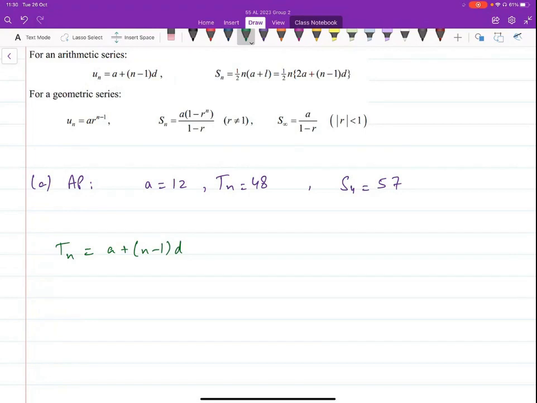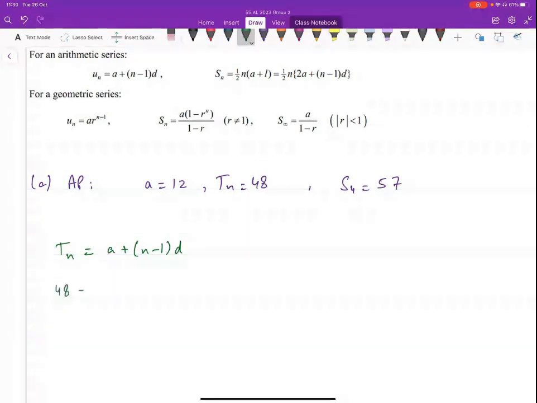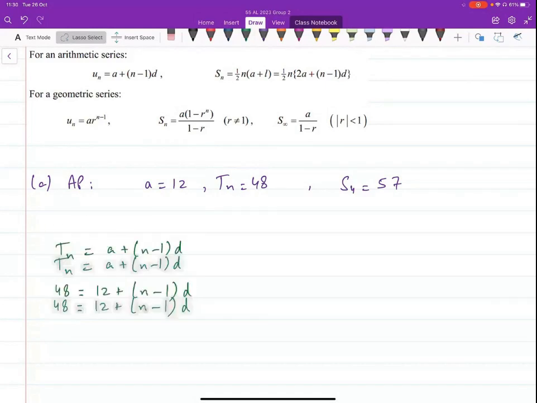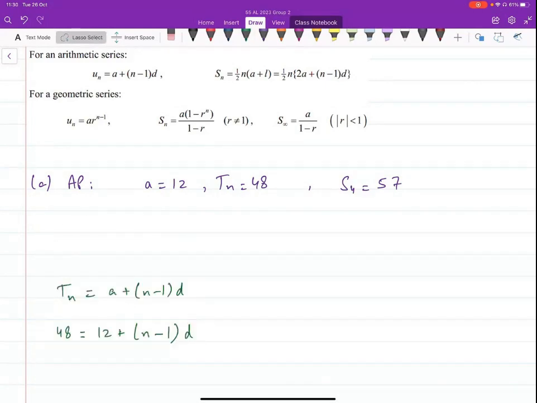What is the nth term? That's 48. What is a? A is 12. n हमें नहीं पता, n की वैल्यू फिगर आउट करनी है ताकि हमें नंबर ऑफ टर्म्स पता चल जाए टोटल. Minus 1 into the difference. Again, the difference is also unknown. यहाँ पर difference भी नहीं पता हमें. ठीक है? So let me actually explain this a bit more.